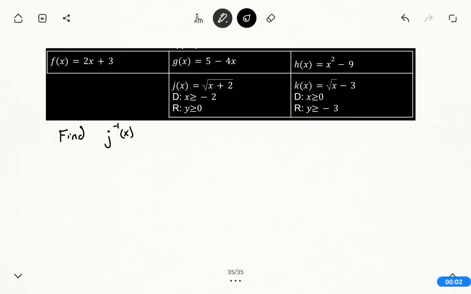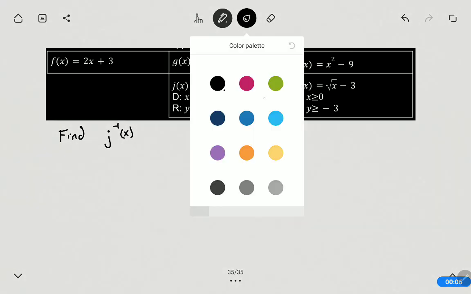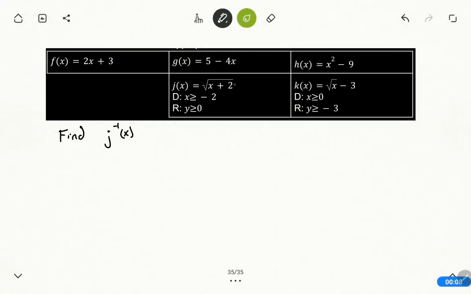Okay, in this video, we're going to find J inverse. J negative 1 means J inverse. So the function that we're going to be using is the J function, which we have some information about right there. So J of x is equal to the square root of x plus 2.